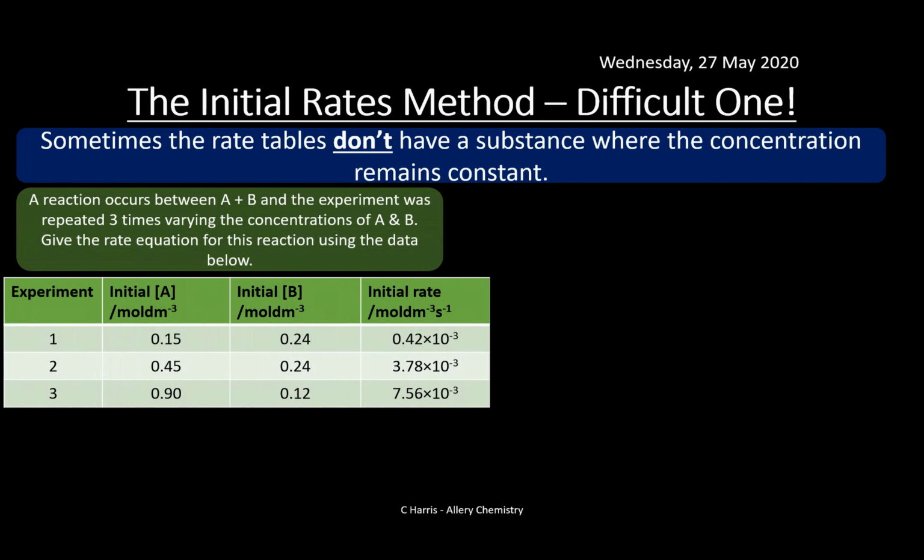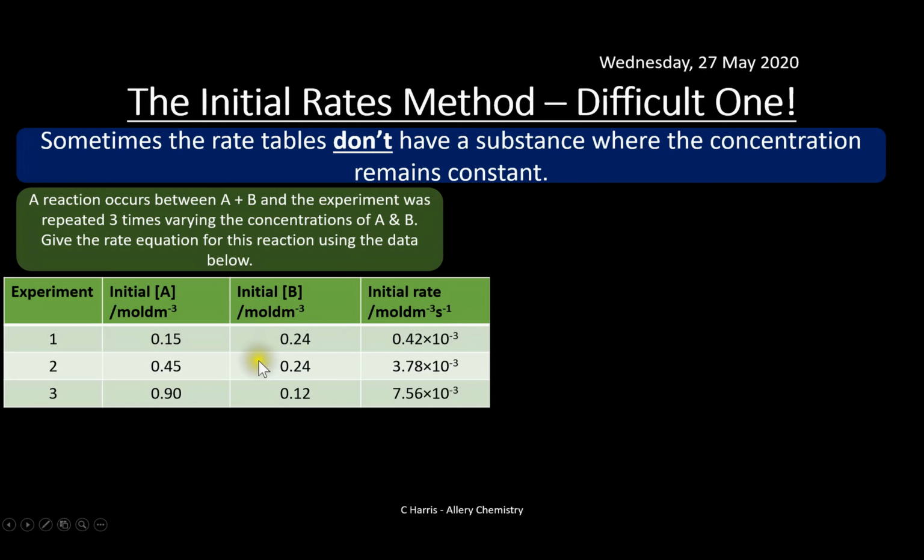A reaction occurs between A and B, and the experiment was repeated 3 times, varying the concentrations of A and B. We've got to give the rate equation for this reaction using the data below. So we're not going to work out the initial rate in this example. We're just looking for the rate equation. So let's have a look at our table.